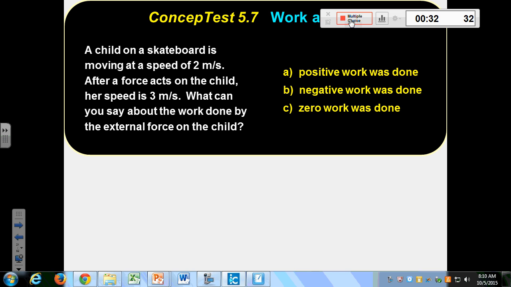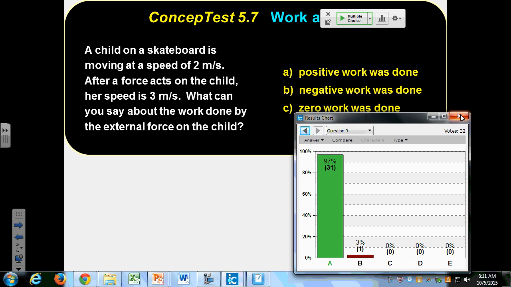I'll stop at 38, 38. Okay, awesome. A is right.